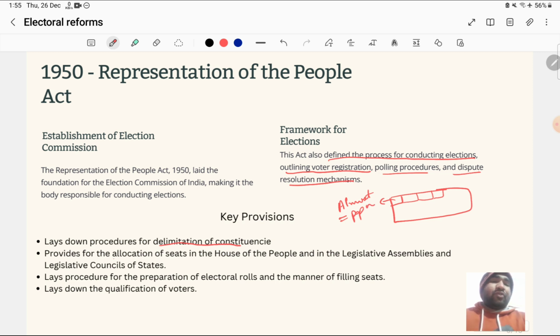Then it provided for the allocation of seats in the House of the People and in legislative assemblies and legislative councils of states. So it gave, like in Lok Sabha there will be 540 seats, there will be this many seats. It lays down the procedure for the preparation of electoral rolls and manner of filling seats. It also laid down the qualification of voters. Like at that time, the age required for voting was 21 years. And then in 1989, with the 61st Amendment, the age was reduced to 18 years.